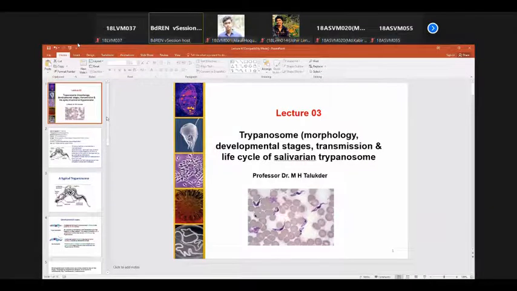So in the last class we have discussed about the biology of protozoa, right? Especially the locomotion and reproduction, their food habits, the types of nutrition, the types of locomotion, nutrition, and reproduction as well. And then history as well as classification of the protozoa and parasite.